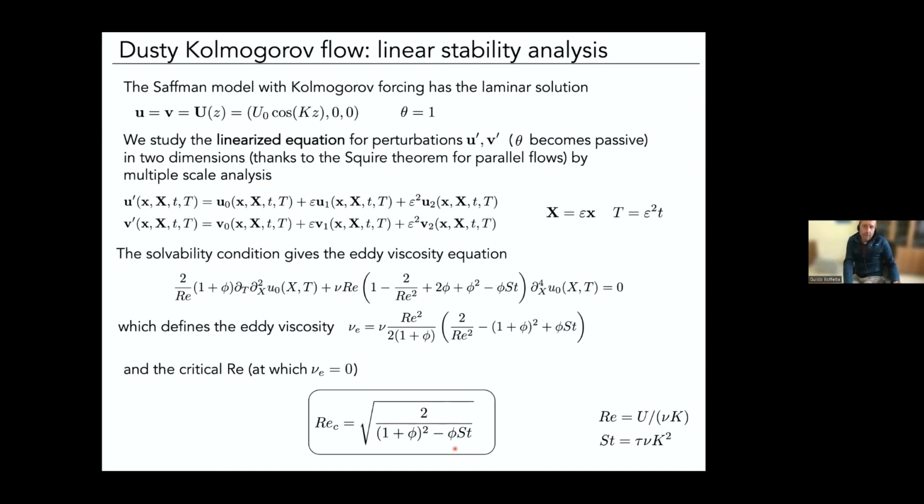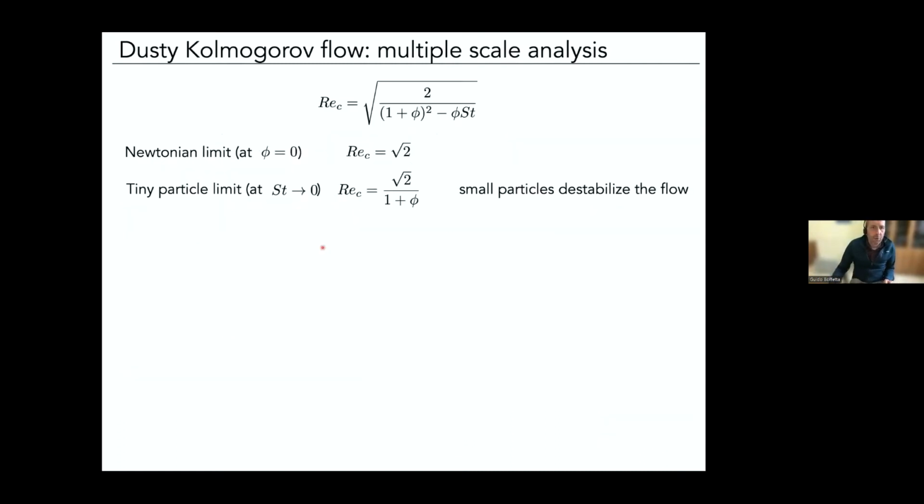This is a generalization of the square root of 2 result for the usual Kolmogorov flow in a Newtonian fluid. In the Newtonian limit, in which you have no mass fraction, so no particles, we recover square root of 2. And I also want to stress that in the limit of very small particles, where the Stokes number goes to 0, the critical Reynolds number is simply the usual one rescaled by the factor 1 plus phi, which is exactly the rescaling of the viscosity. So, also in this specific case, we see that small particles destabilize the flow.